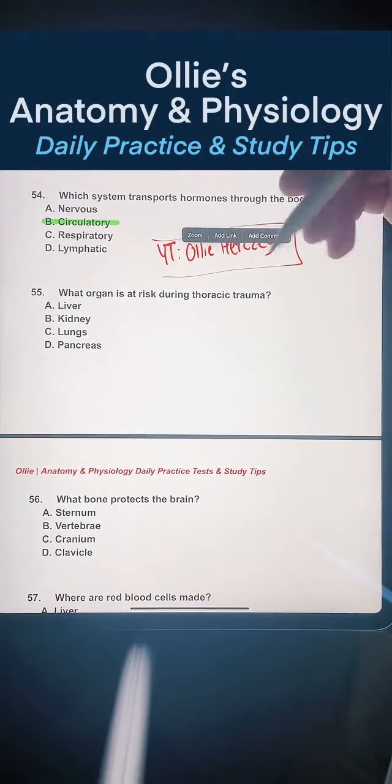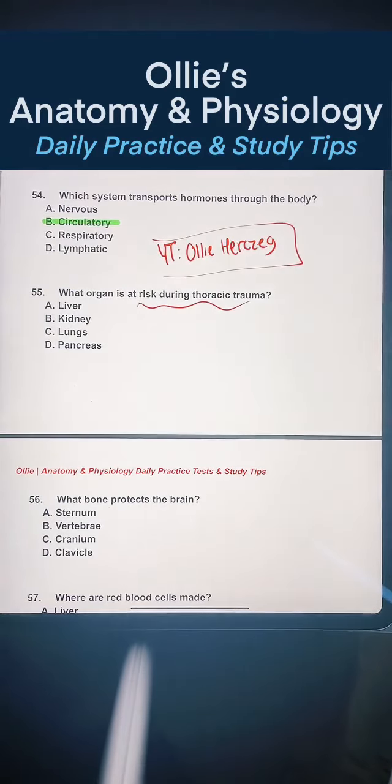Number 55, which organ is at risk during thoracic trauma? So any sort of trauma that is going to occur to the thoracic area.